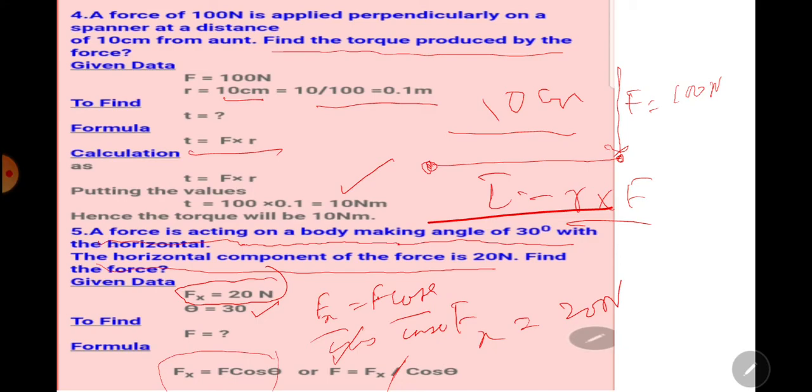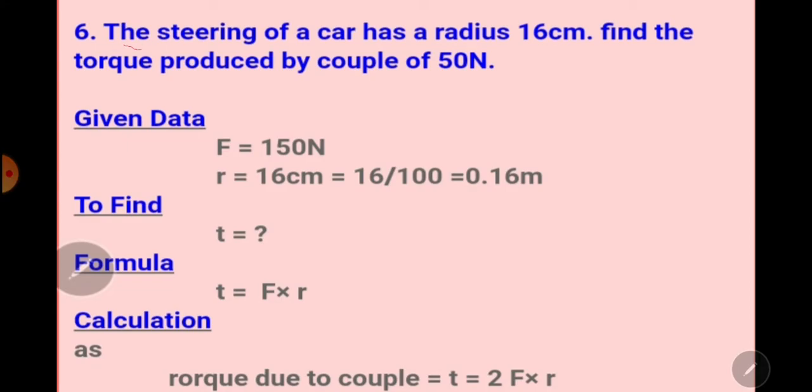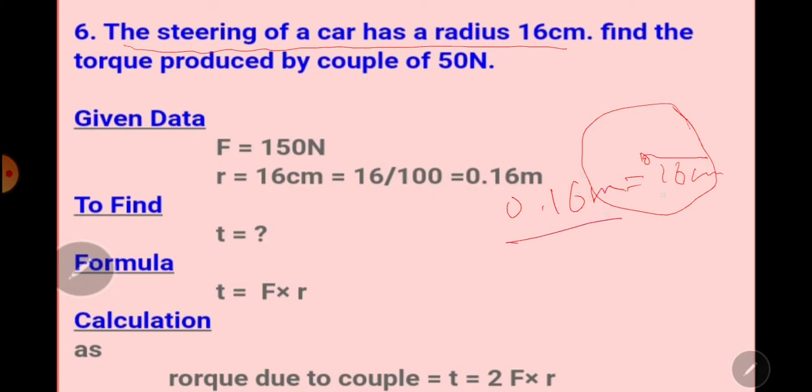Now the next numerical is... now we will jump to numerical number 6. Here is a problem. The steering of a car has a radius of this one. This is the steering of a car. The radius is 16 centimeter, which is equal to 0.16 meter, divided by 100. When you want to convert centimeter into meter, you will divide by 100. C means centi, which is a prefix and is equal to 10 raised to power minus 2.